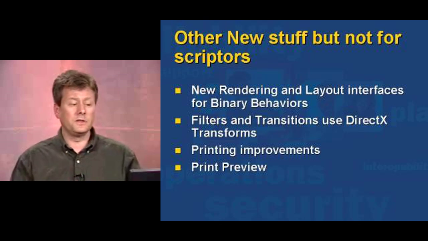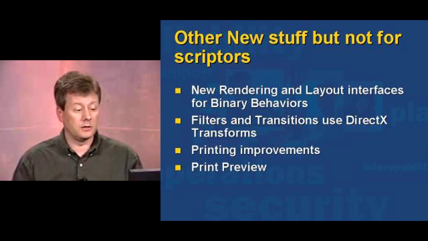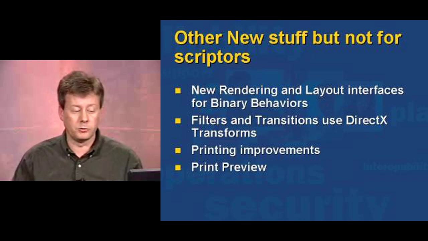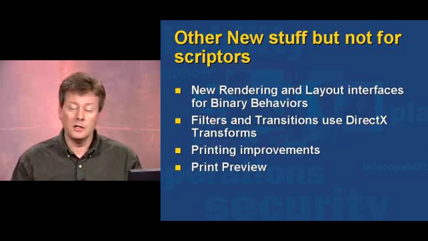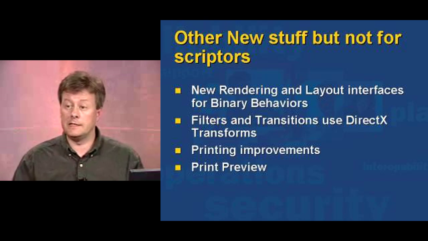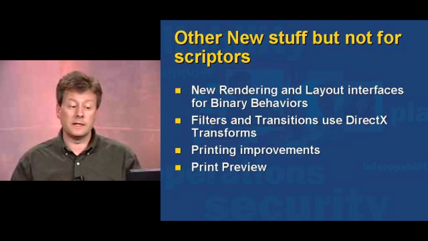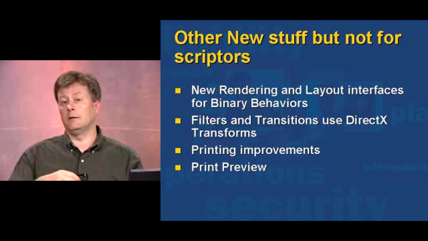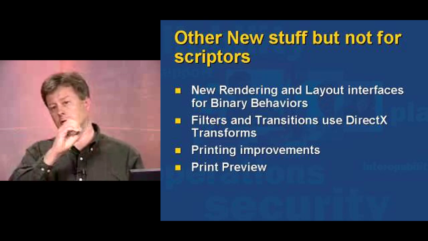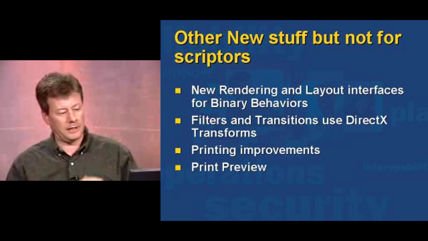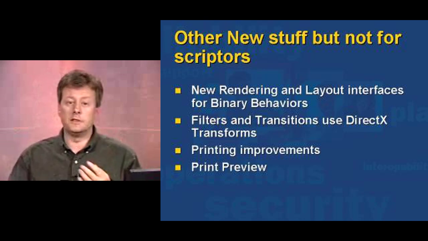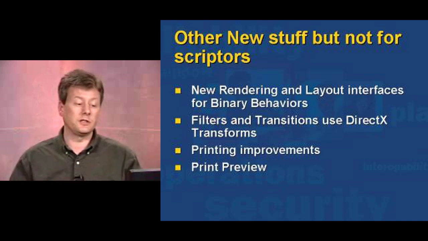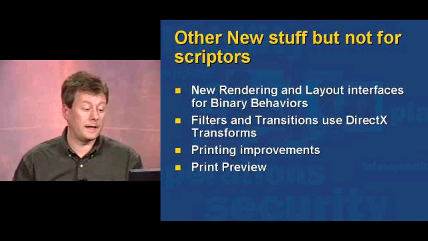We've also moved the filter and transition code that's been included since Internet Explorer 4 to make use of the DirectX transforms codebase. What this actually means is that in a very simple declarative fashion, we can do things like a gradient fill, where we start off with a dark green and fade through to orange. And that can be done with a very simple declaration, whereas previously, if you wanted to do gradients, you'd have to download an image to get that sort of effect.